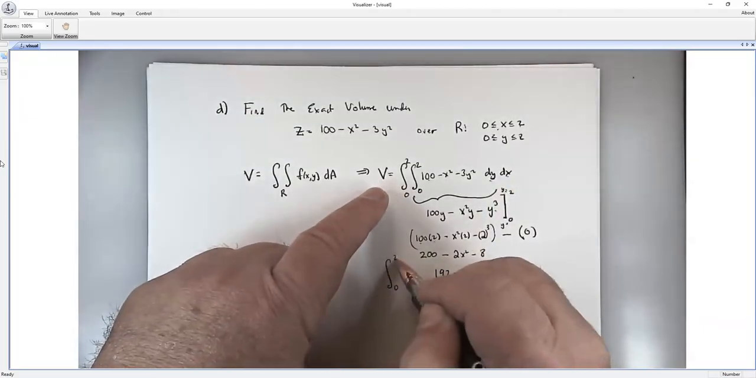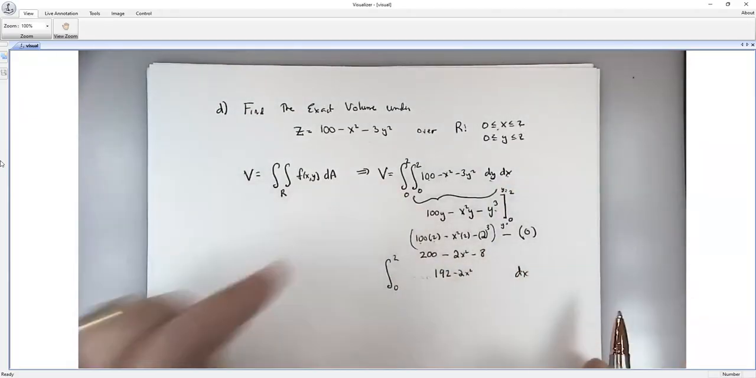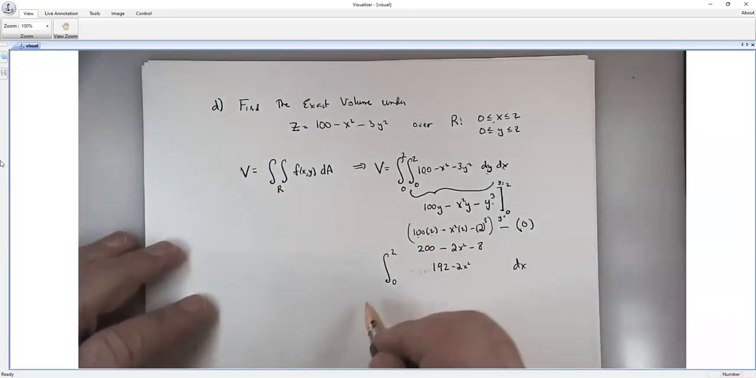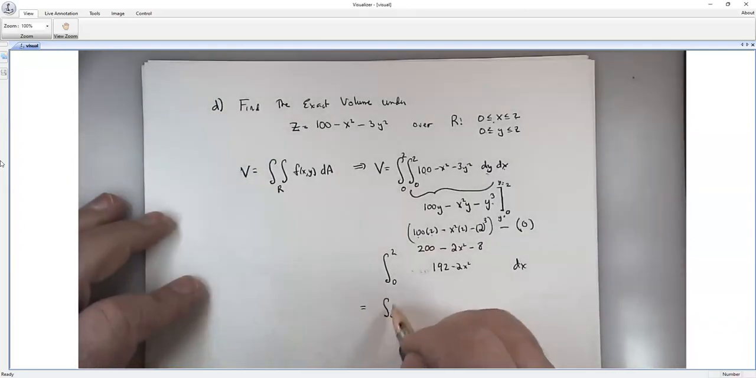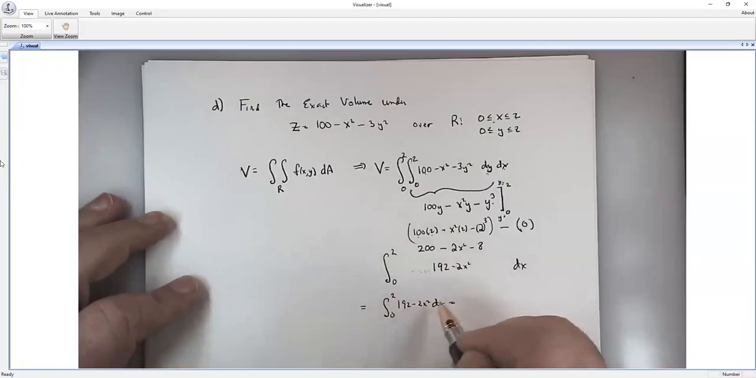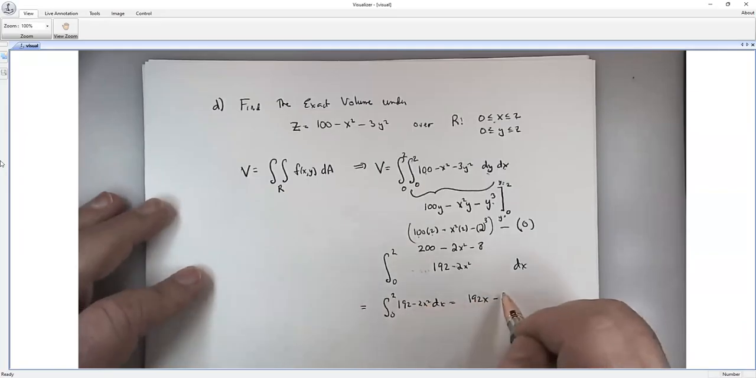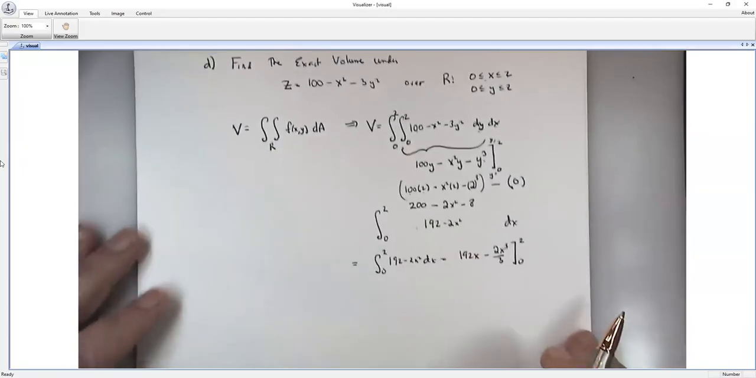The integral from 0 to 2 dx. So cleaning this guy up, this is the integral from 0 to 2 of 192 minus 2x squared dx. It would be equal to the integral of 192 with respect to x, which is 192x, minus the integral of 2x squared, which is going to be 2x cubed over 3, evaluating from 0 to 2.